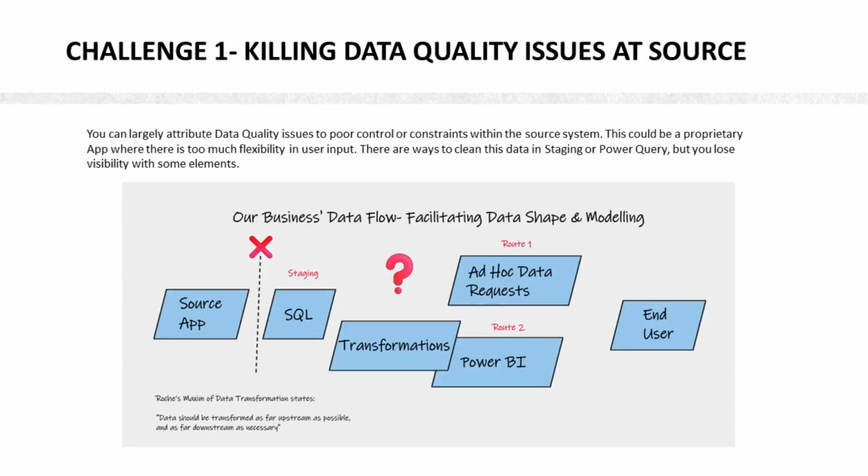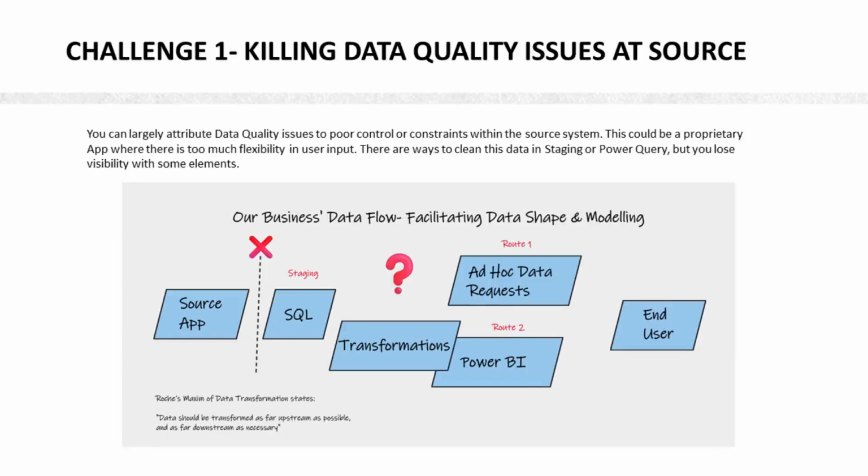And that's very hard to do if people have a lot of freedom when inputting data and so on. So like the text says here, you can largely attribute data quality issues to poor control within the source system, or poor control somewhere along the line with software developers or even the data team. Because at the end of the day, with all of these things, we need to have some sort of manual control, documentation, rules as to how we're going to maintain these things.